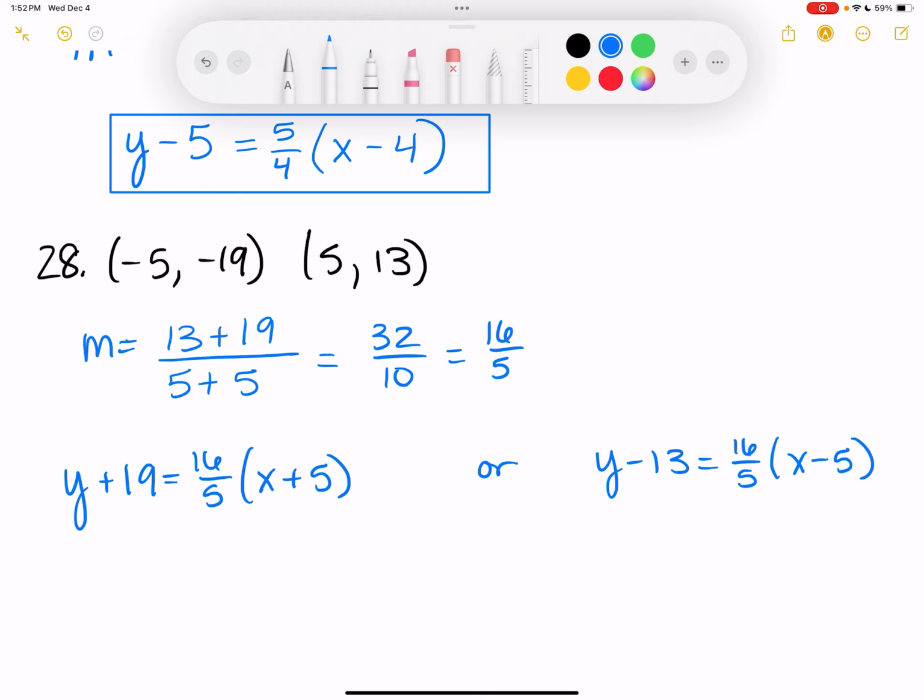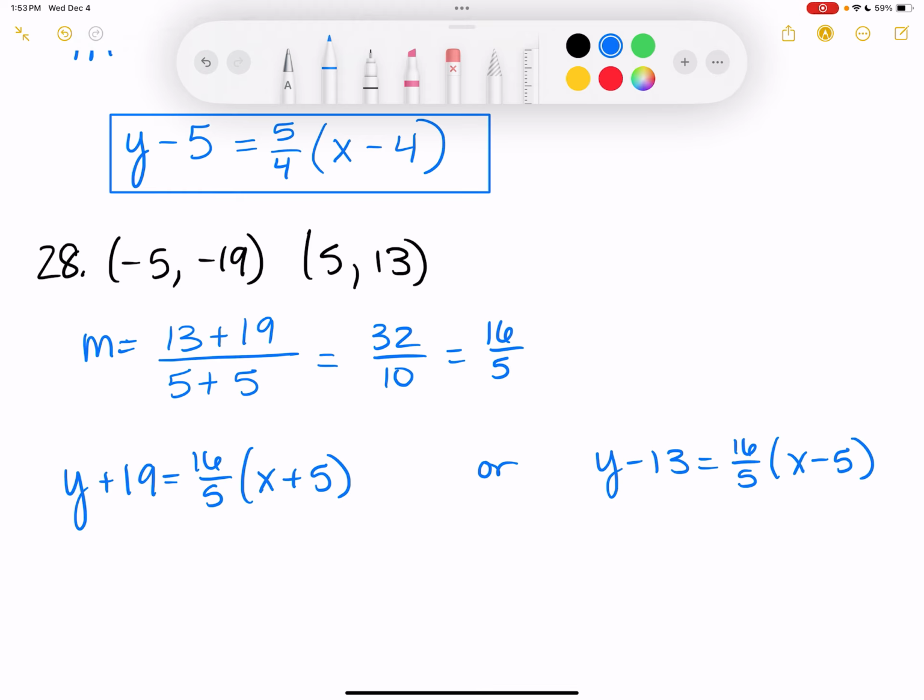Did anybody use the first point? Yeah. Okay. What do we get if we use the first point? Y minus -19 equals 11/5 times x minus -5. Wait, is that right? I don't think that's right. Oh wait, hold on, yeah.